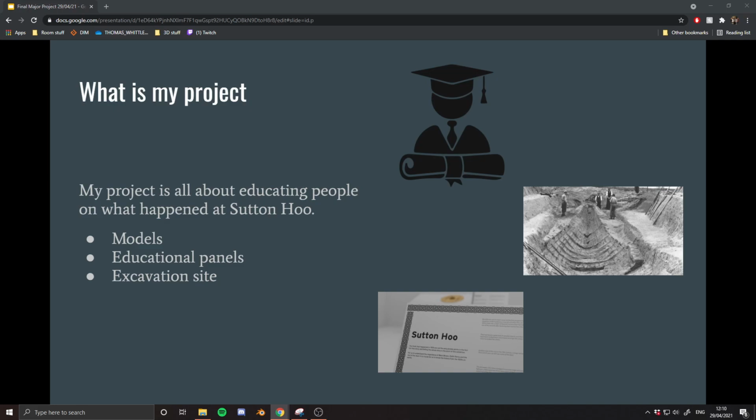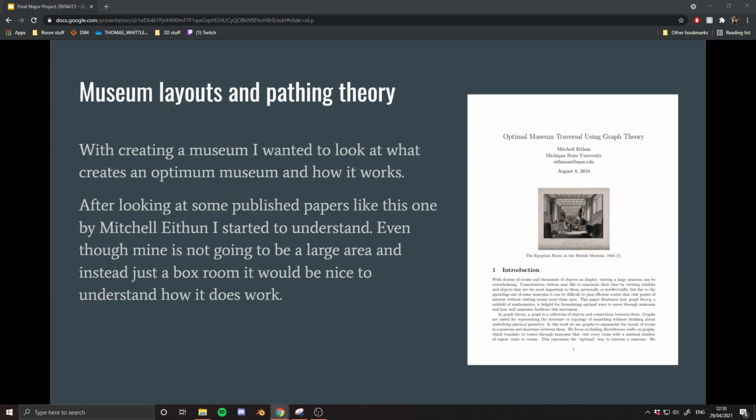So the main aspects of it are going to be the models, the educational panels that will give the information, the excavation site, which I'll explain later, and only a couple of other little bits. For me to get a good grasp of this exhibition, which will be like a small museum, I needed to look at what creates an optimal museum and how things like pathing work and what beneficial layouts there are.